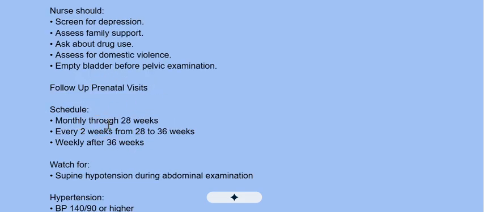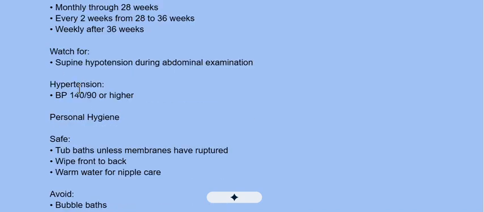Follow-up prenatal visits. Schedule monthly through 28 weeks, every 2 weeks from 28 to 36 weeks, weekly after 36 weeks. Watch for supine hypotension during abdominal examination. Hypertension: BP 140/90 or higher.